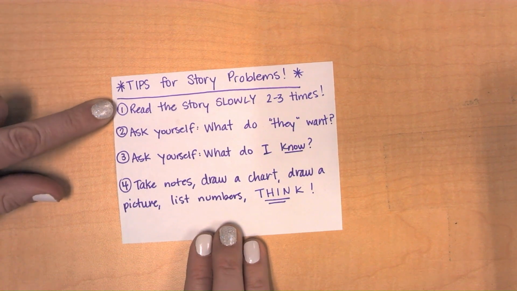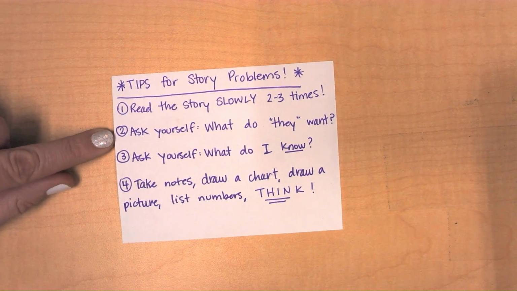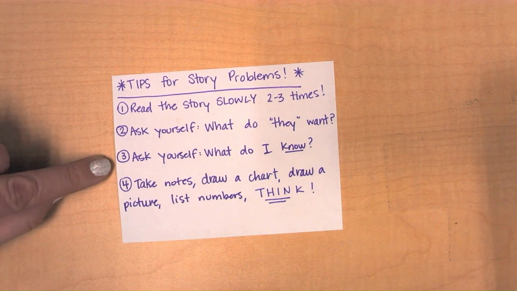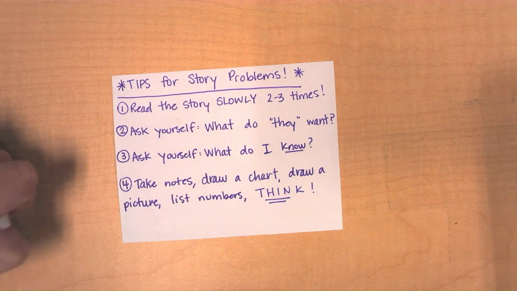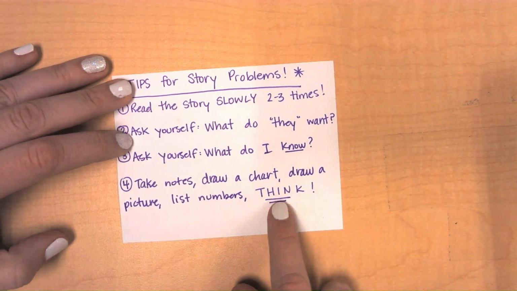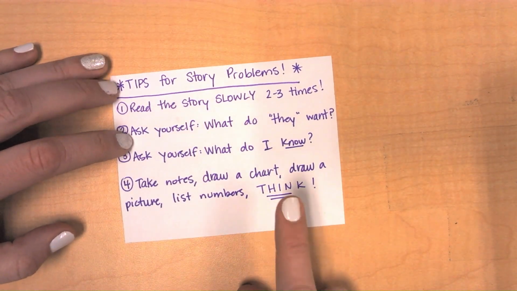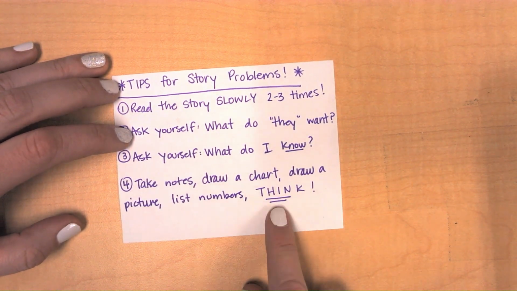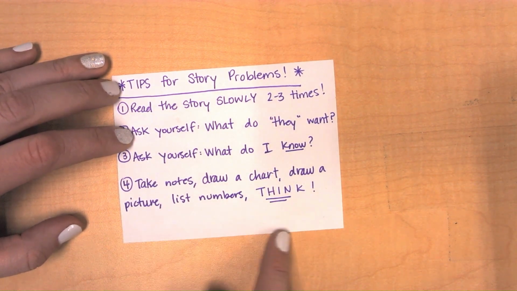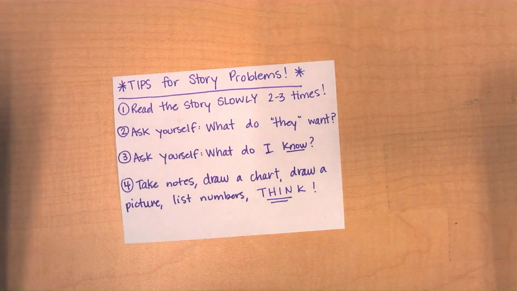Again, tips for story problems. Read the story slowly 2 or 3 times. Ask yourself, what do they want? Ask yourself, what do I know? And then draw a picture, draw a chart, take some notes, list numbers. Think about what you're doing. Think about what the story is asking you. Think about what the story is about. And make sure that you're not letting any extracurricular information throw you for a loop.